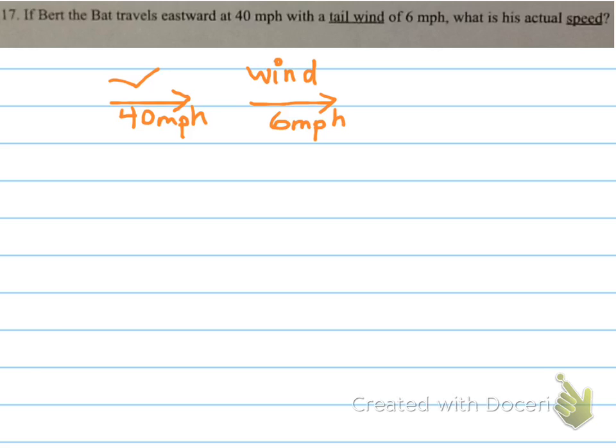So the bat is flying 40 miles per hour, plus the wind is carrying him each hour 6 miles per hour. So his final speed is 40 miles per hour, plus the 6 miles per hour the wind is pushing him. So he's going 46 miles per hour. And again, eastward.